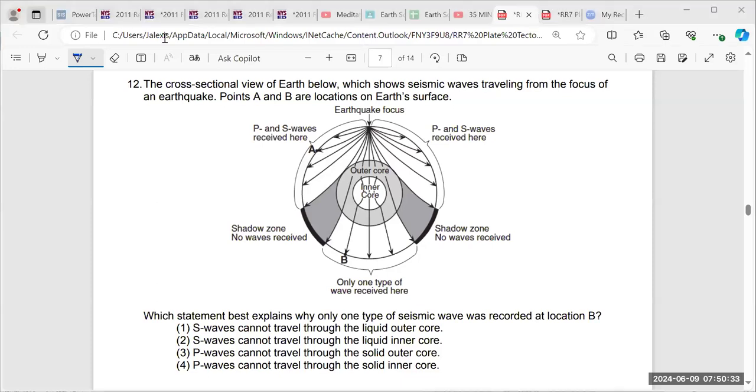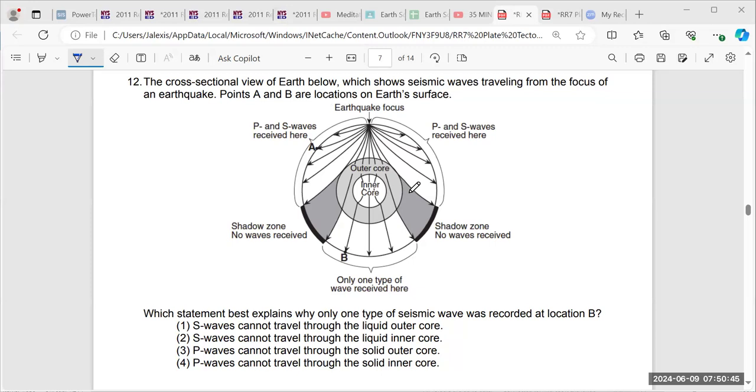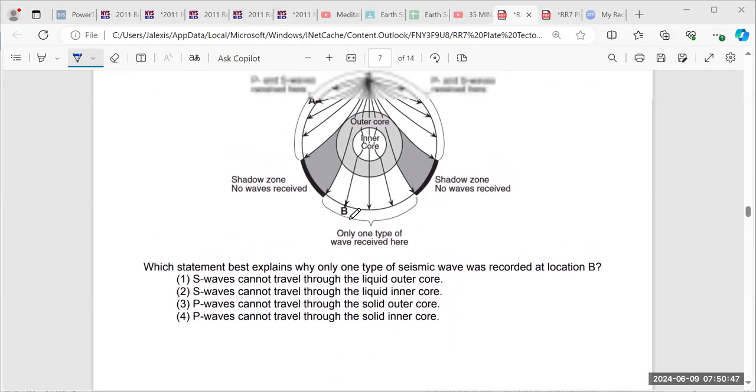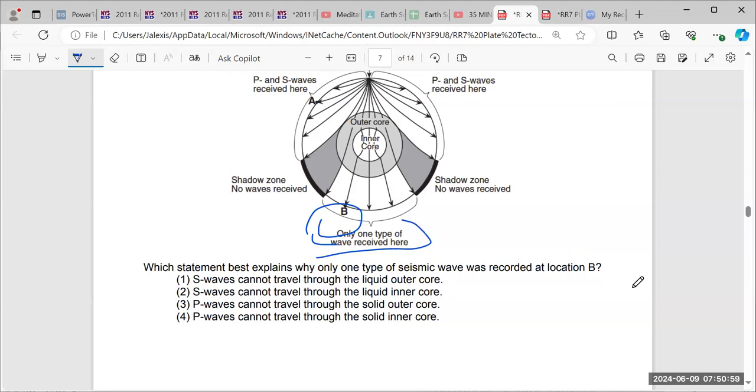All right, number 12. Number 12 says a cross-sectional view of Earth below shows seismic waves traveling from the focus of an earthquake. Points A and B are locations on Earth's surface. Which statement best explains why only one type of seismic wave was recorded at location B? All right, only one type of wave received here.